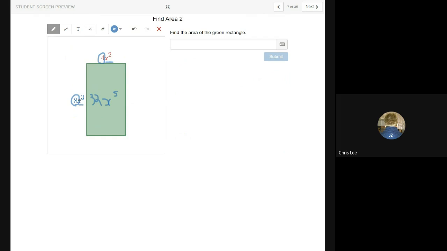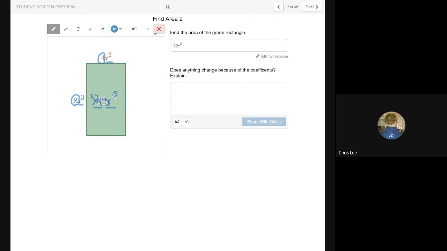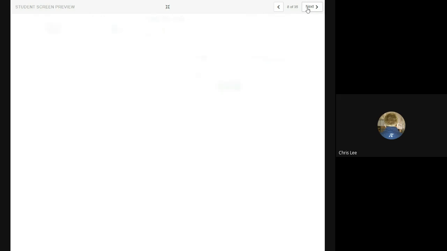But it's not 8 and 4, it's 8x cubed and 4x squared. So the coefficients still multiply together like normal numbers. And then when you're multiplying the powers, you add the exponents. So this should be 32x to the power of 5. And if I erase all my scribblings, we'll see that that's 32x to the power of 5.